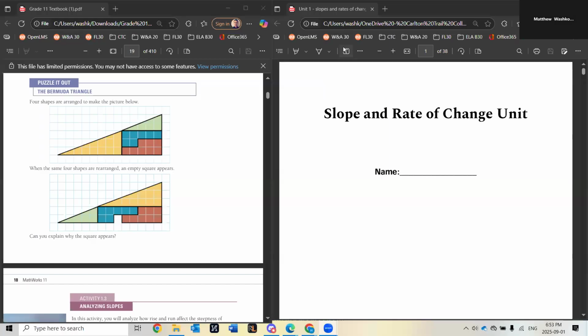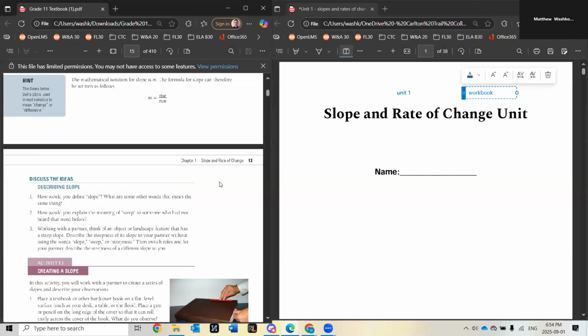Hello, everyone. So we're going to start out here with Unit 1, slopes and rate of change. Now, I'm not always going to have this textbook that is open to the left. Again, that is the textbook. That is not your workbook. They are different. Your workbook is on the right, your textbook is on the left.